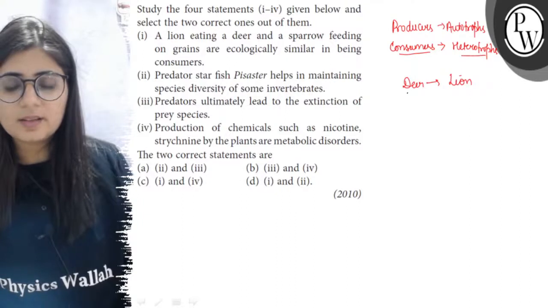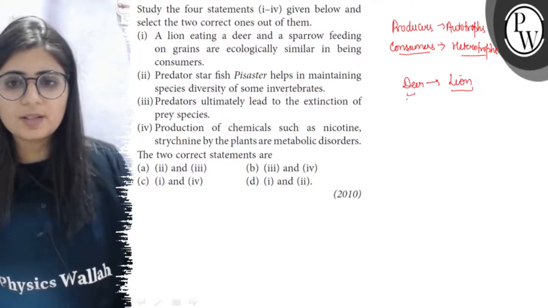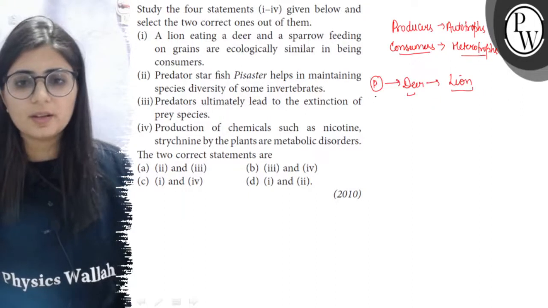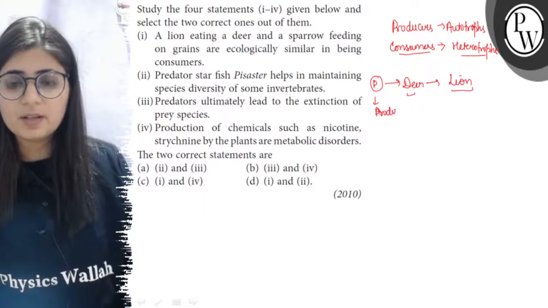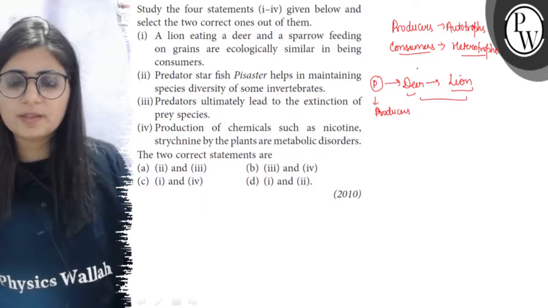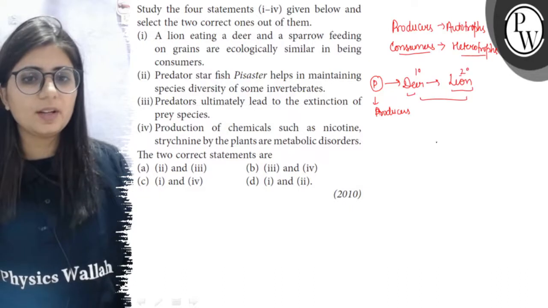So when we say a lion is eating a deer, it means the deer is eaten by a lion. So here deer is a consumer and lion is also a consumer. The deer is feeding on plants. So plants to deer and deer to lion. So this is the autotroph, it means it is a producer, while these two are the consumers. This is the primary consumer and this is the secondary consumer.